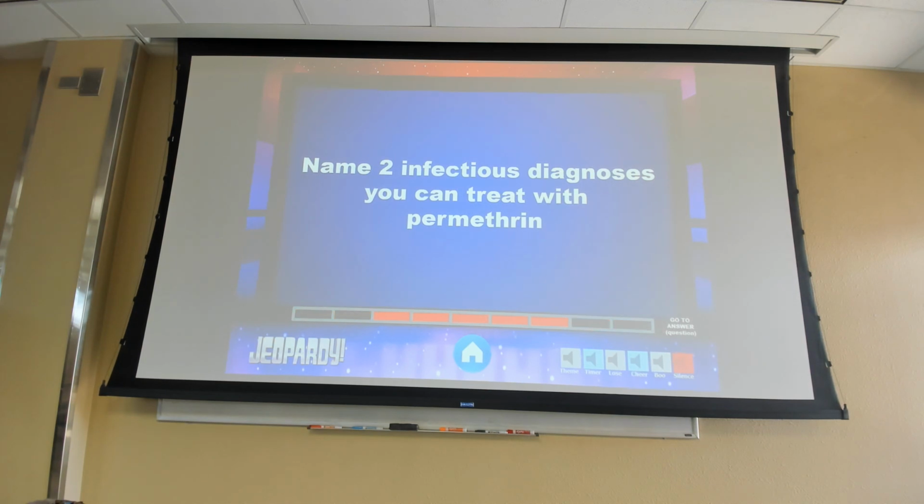What two infectious diagnoses can you treat with permethrin? Scabies. What is the name of scabies? Yep, and then what is lice called? Good.